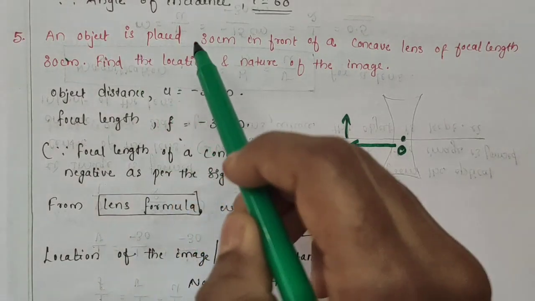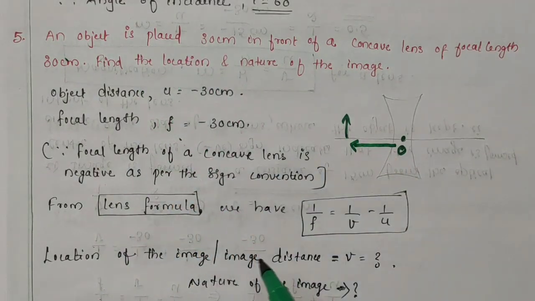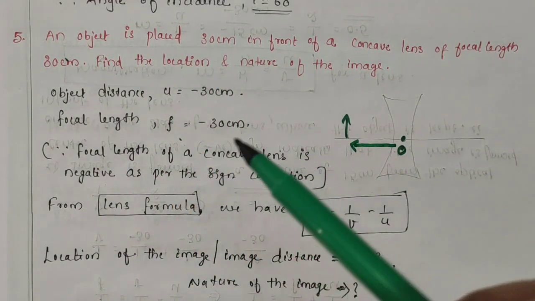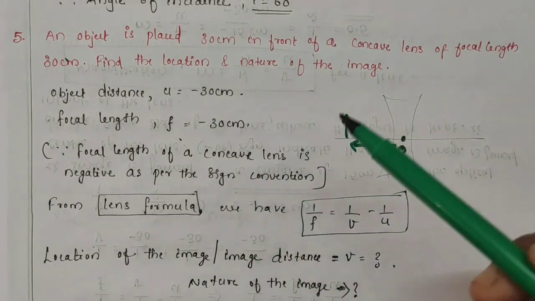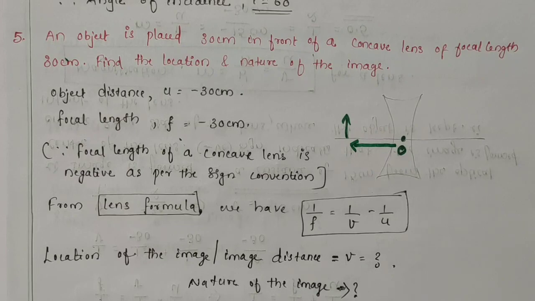Then we want to find out the location of the image. Location of the image means image distance v. Then the nature of the image: erect, upside down, or real, virtual, etc.